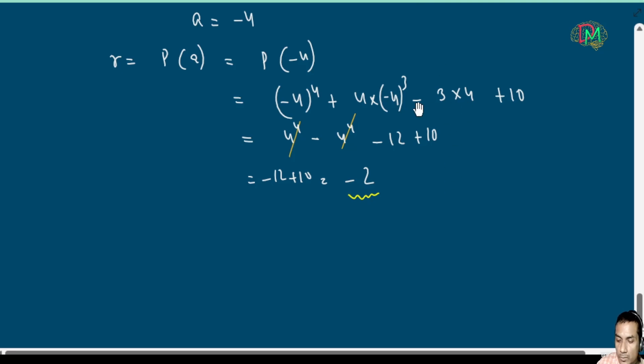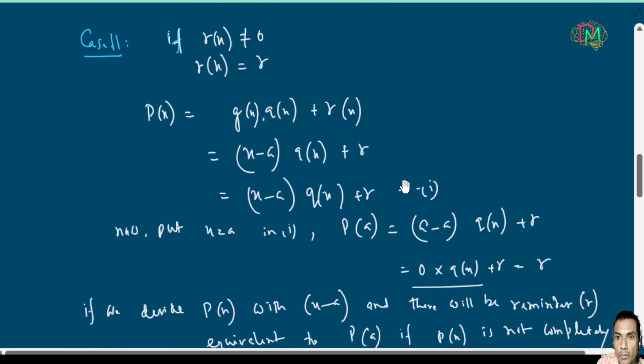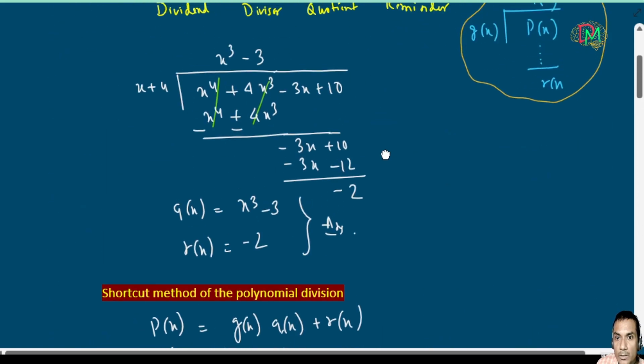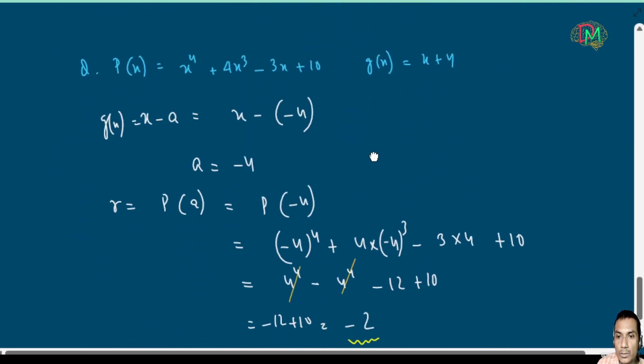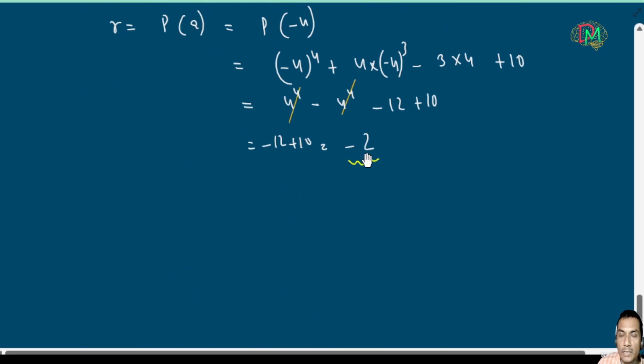So let's check it. Was minus 2 the answer or not? Yes, this is the correct answer, minus 2. Got it? So without any division, by applying the above shortcut method, we got the remainder as minus 2.